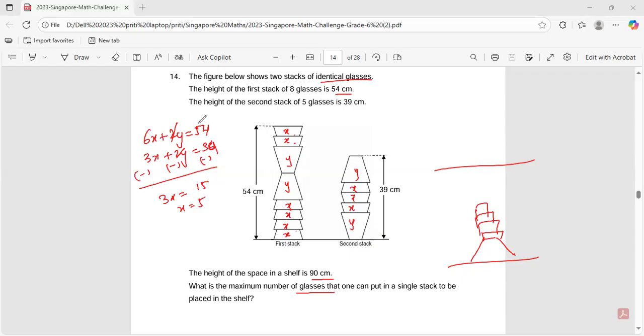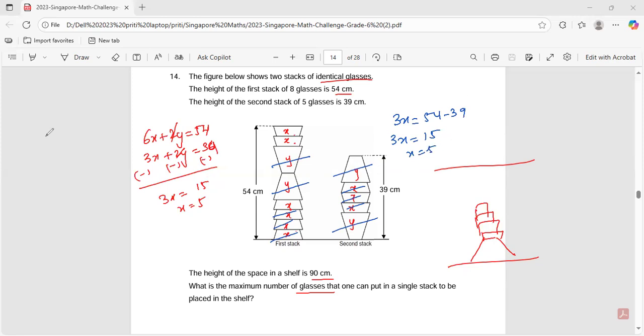If you don't understand this simple, what you can do is whatever is common between them, you just cancel. This is common, cancel. 1, 2, 3. So you cancel 1, 2, 3. So what is remaining is 3x. And what is the difference here? 54 minus 39. So 3x equals to 15, therefore x equals to 5. So if you can do that, that also works.